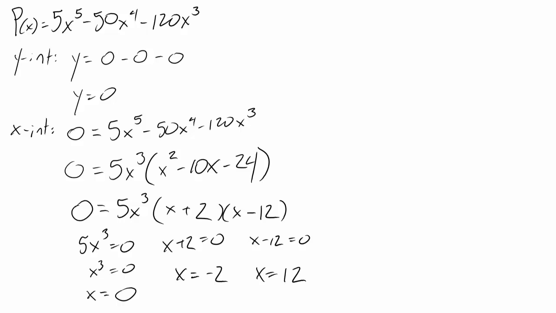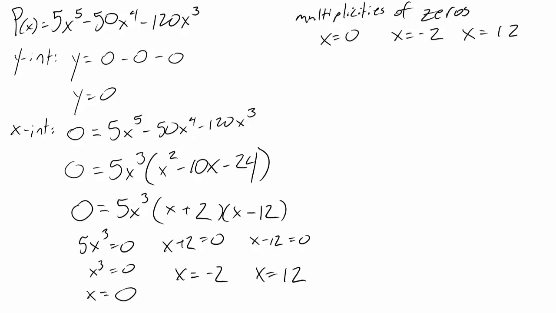All right, so that takes care of the x-intercepts, or what's called the zeros. Now what we're going to do is look for the multiplicity of each zero. For the multiplicity, we're going to examine what the exponents were on each of the factors that generated these 3 zeros. With x equals 0, that came out of our 5x cubed, and so the exponent here was 3. So for x equals 0, we have a multiplicity of 3.